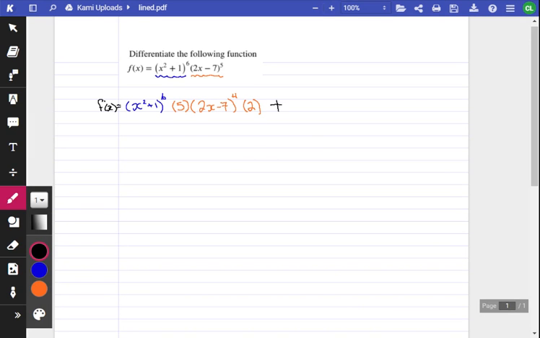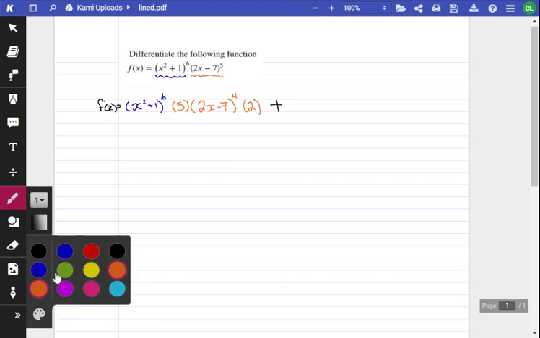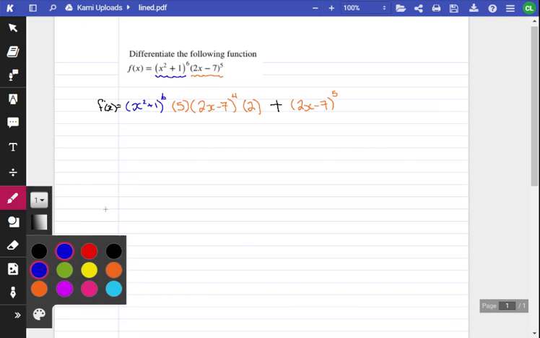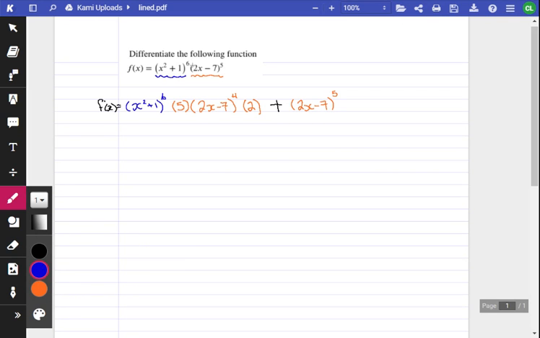Product rule says we then need to add. And now we want to keep the second the same, change absolutely nothing, and times that by the derivative of the first. Again, we have that composite function, so we're going to have to use our chain rule. We're going to bring the 6 down, x squared plus 1. Remember, chain rule, we don't change anything inside. So take 1 away, so power 5, times the derivative of the inside. The derivative of x squared is 2x, and the derivative of 1 is 0.